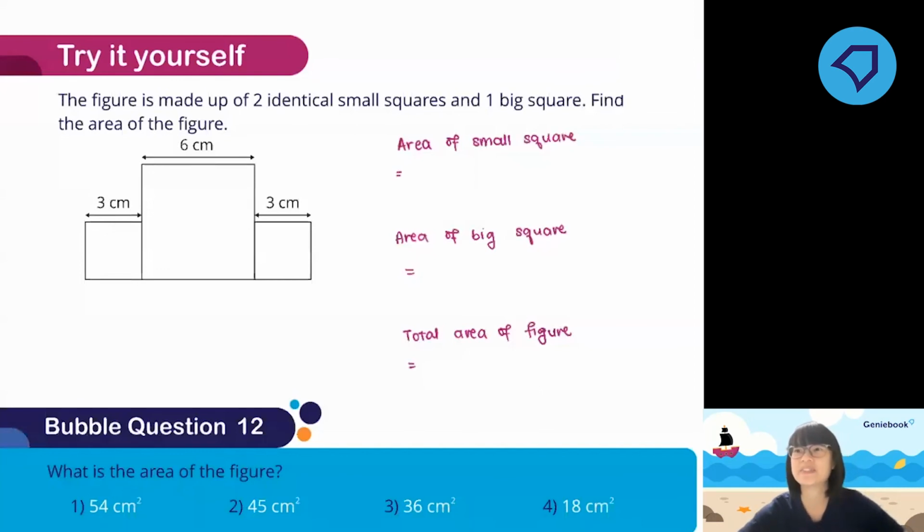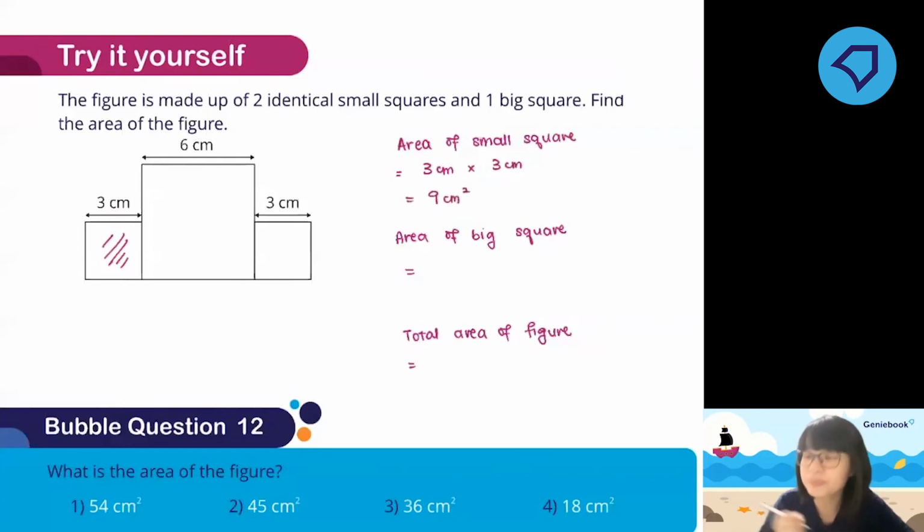So let's take a look over here. Okay, time's up. Let's do it together. I want to find the area of the small square. Small square would be this one over here, right? So it'd be length times length. Length times length would be 3 centimeter multiplied by 3 centimeter. All of you should know that this will give you 9 cm squared.